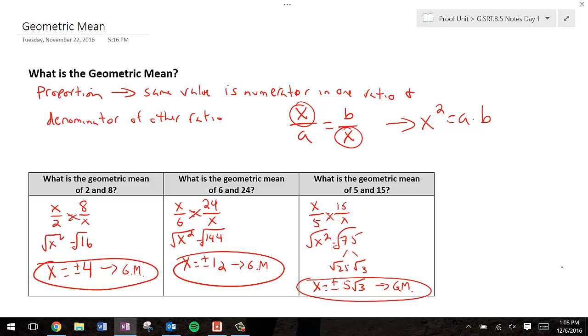In our third one, we ended up with x squared equals 75. When I take the square root of 75, it is not a perfect square. But what I can do is break it apart into the square root of 25 and the square root of 3. The square root of 25 is a perfect square, so that allows me to get a 5, and then the square root of 3 we can't simplify anymore. So my answer would be plus or minus 5 square root 3.